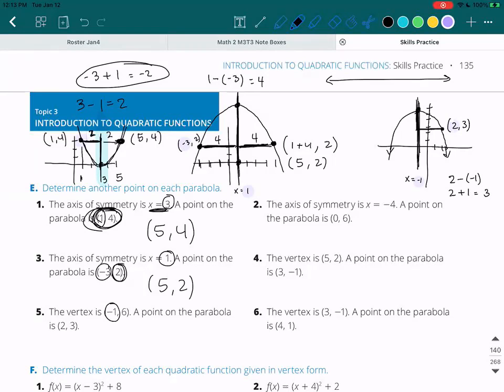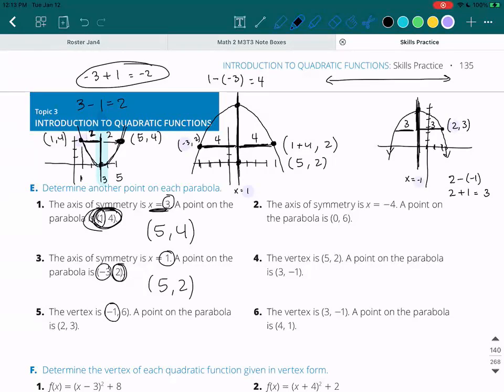You can also count it from here. You go 1, 2, 3. Okay, so the distance between those two is 3. So we know there's a point 3 to the right. So we know there's a point 3 to the right, then we know there's going to be a point 3 to the left as well, because it's symmetrical. These parabolas are all symmetrical.